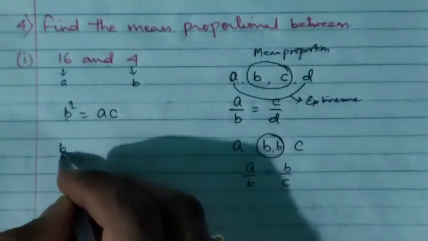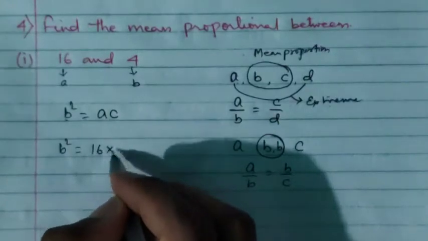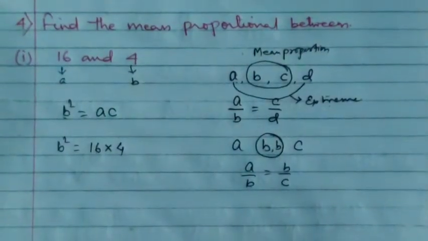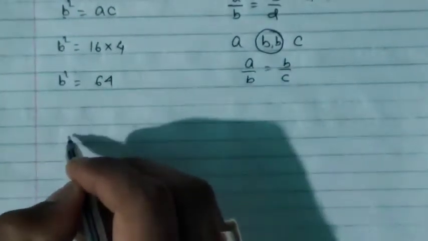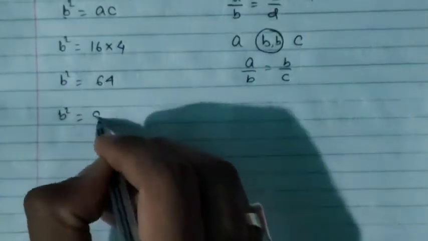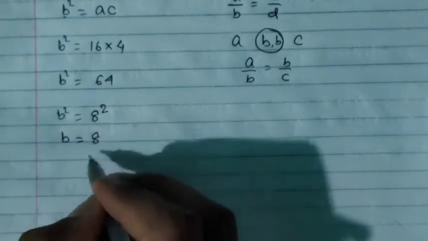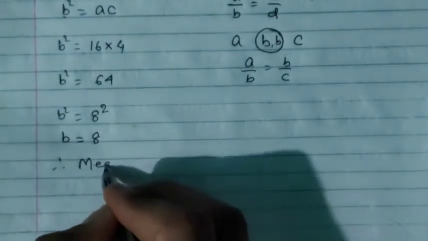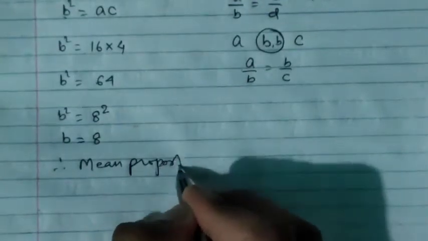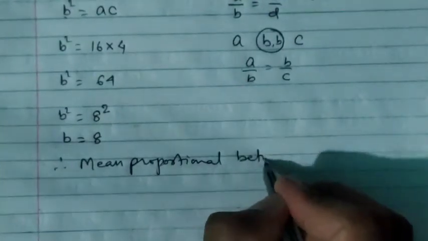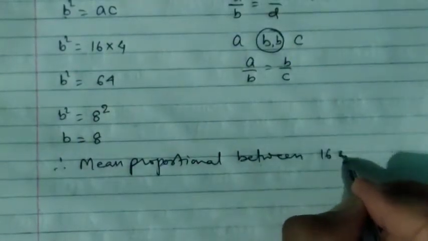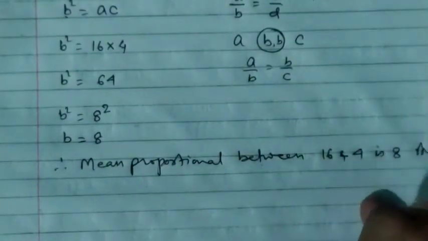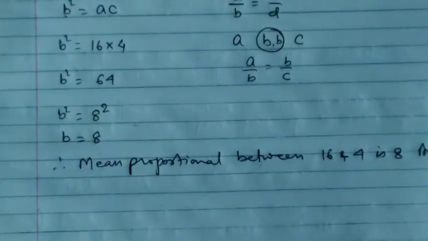Now we will calculate B square is equal to 16 into 4, putting the values. Next, B square is equal to 16 fours are 64. Next, B square is equal to, we can write 64 as 8 square. Now the square will be removed, B is equal to 8. Therefore, the mean proportional between 16 and 4 is 8. This will be your answer. Hope that this question is clear. Similarly, you have to solve the remaining questions.